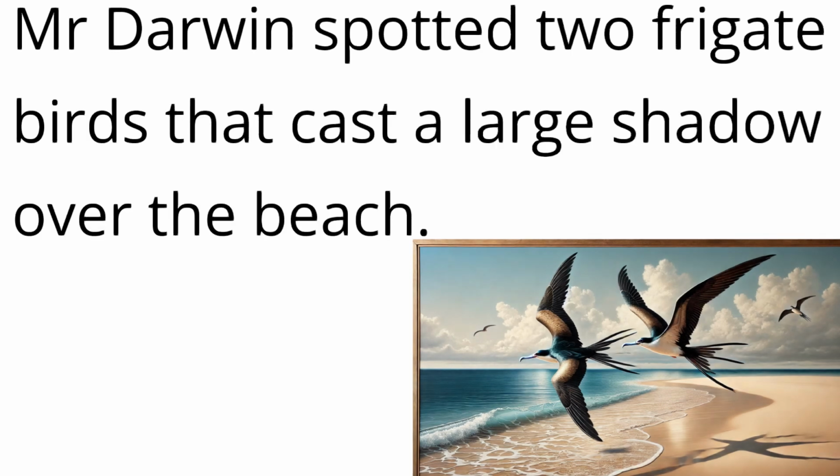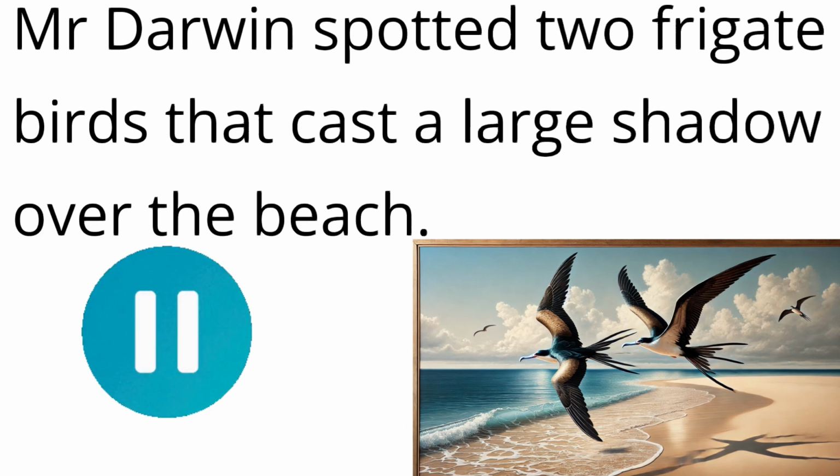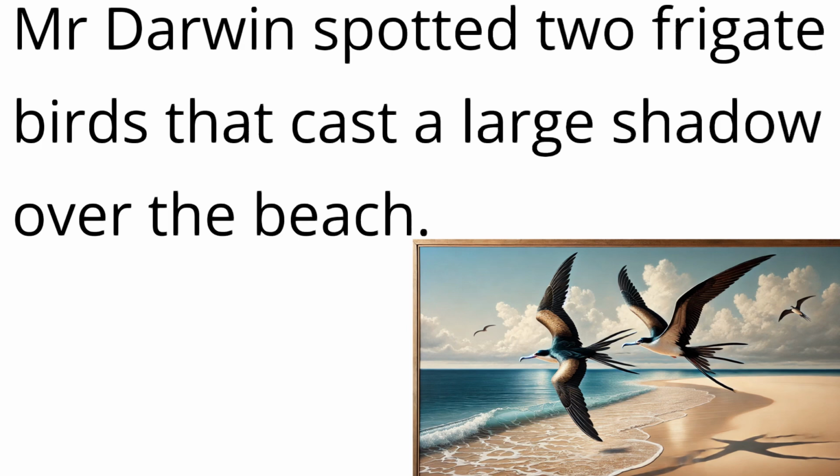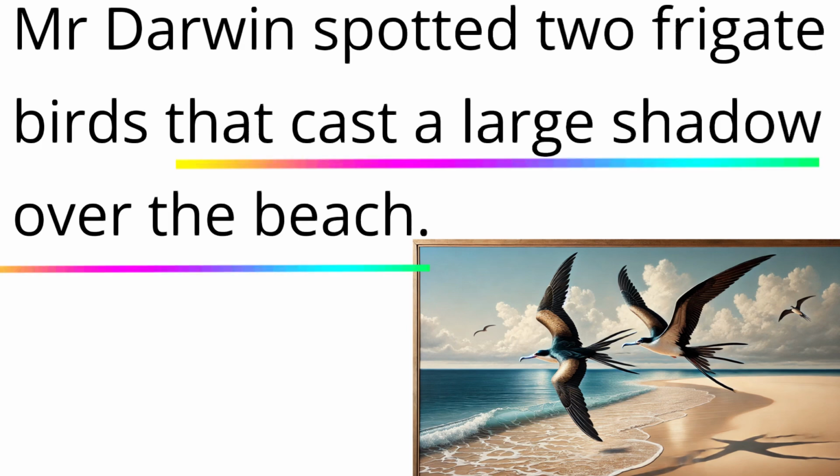Can you spot the relative clause in this sentence? Mr. Darwin spotted two frigate birds that cast a large shadow over the beach. Pause the video and have a discussion. That's right, the relative clause is that cast a large shadow over the beach. It provides extra information about the birds and is introduced by the relative pronoun that.